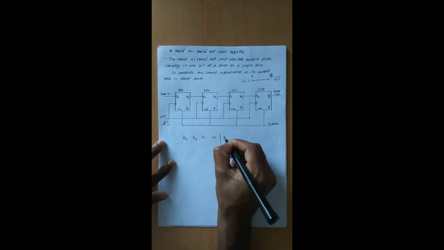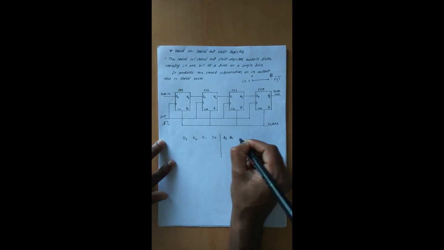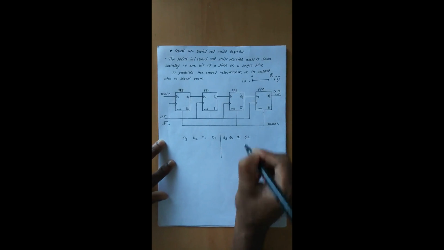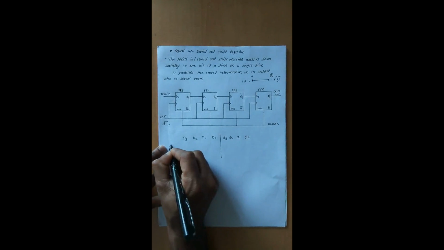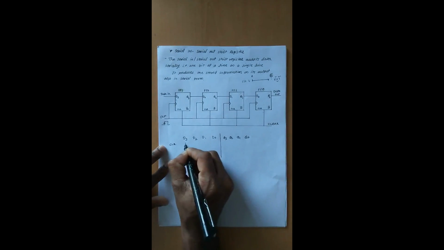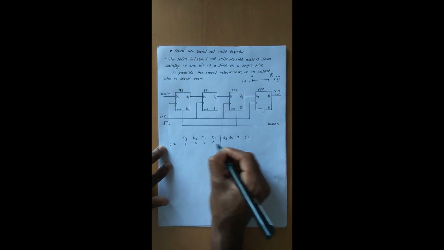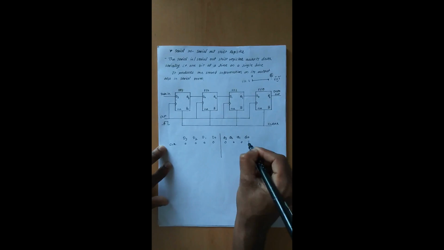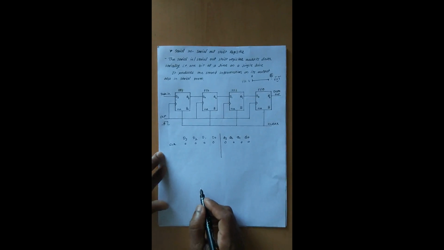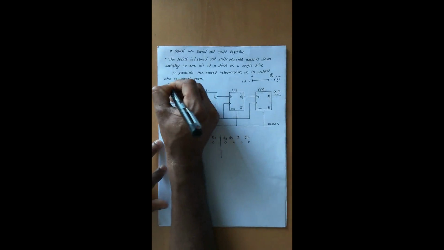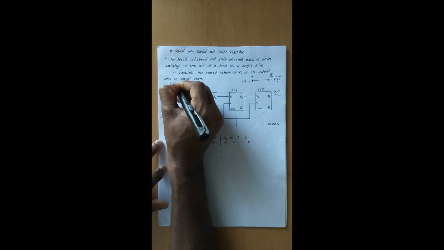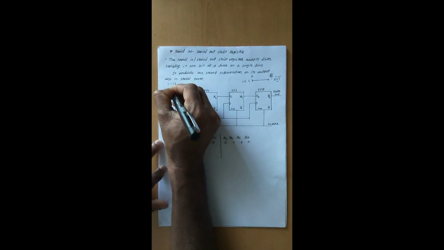These are the inputs. Q3, Q2, Q1, Q0 are the outputs. Initially we assume that all flip-flops are clear, so the contents of all flip-flops are 0 0 0 0. Then we'll assume that the D3 bit has value 1, and we are going to analyze the sequence 1 1 1 1. So this bit will be entered here.